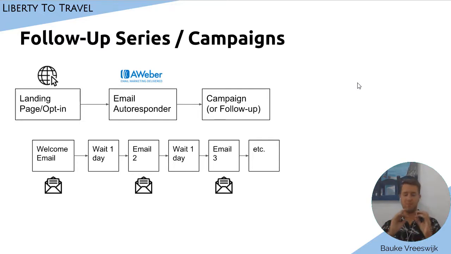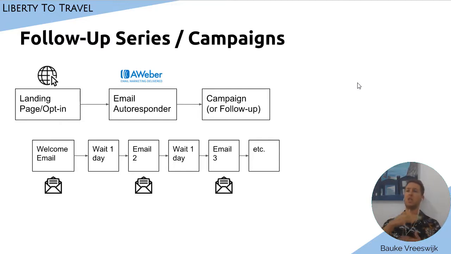But basically, it allows for the same thing, which is when people opt in on your landing or opt-in page, they get sent to the email autoresponder list and they automatically get a first email, that is the welcome email. And then over the course of a couple of days, you can choose to send one email every now and then to that list after they opt in. This is all automatically done.